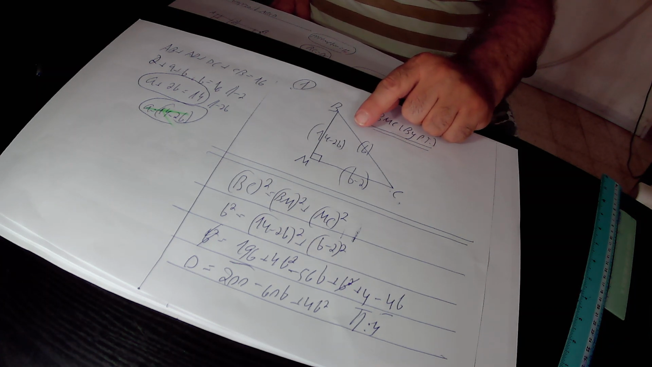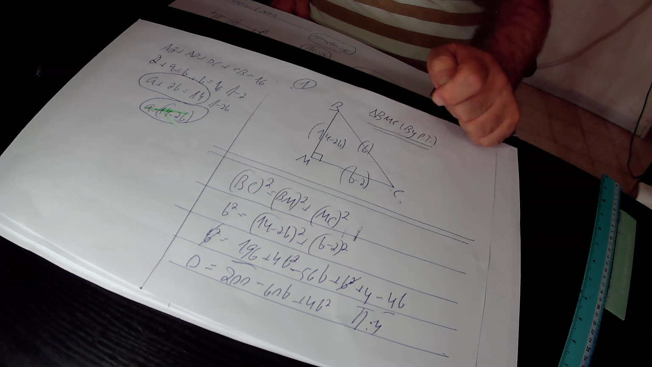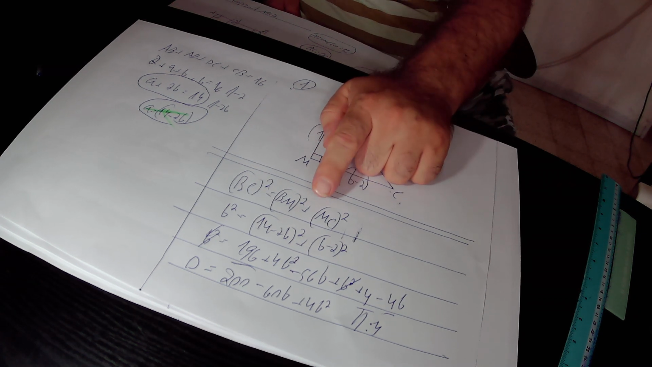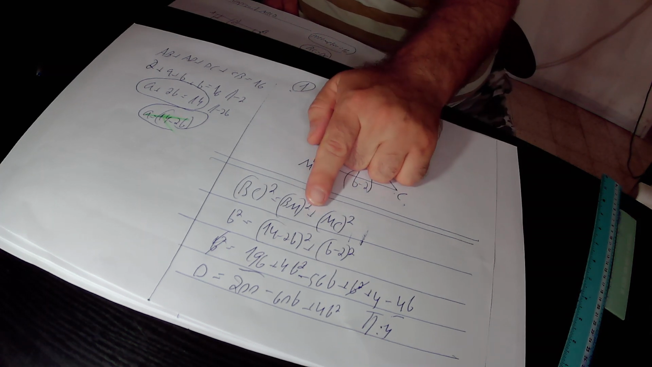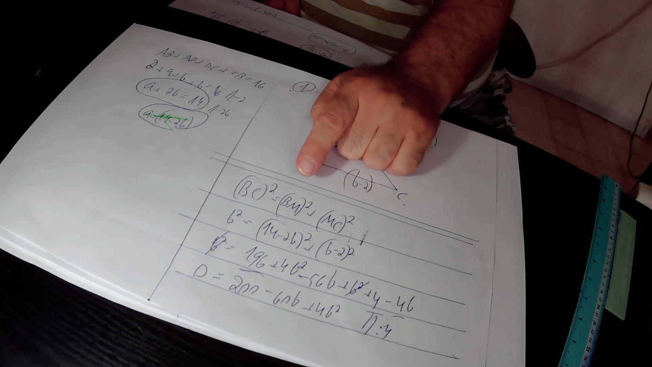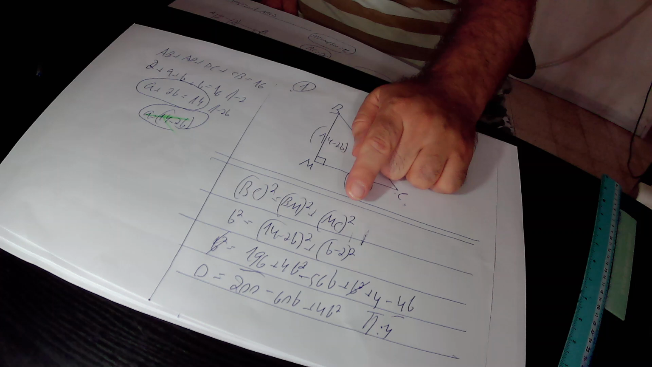BM is 14 minus 2b, therefore BM squared is (14 minus 2b) squared, plus MC squared. MC is b minus 2, therefore MC squared is (b minus 2) squared. So in total, we found that b squared equals (14 minus 2b) squared plus (b minus 2) squared. We open the brackets. (14 minus 2b) squared equals 14 squared, that is 196, plus (2b) squared, that is 4b squared, plus the term from the other bracket.